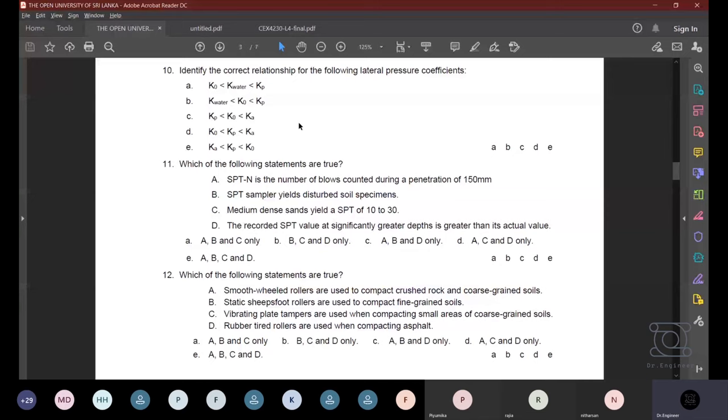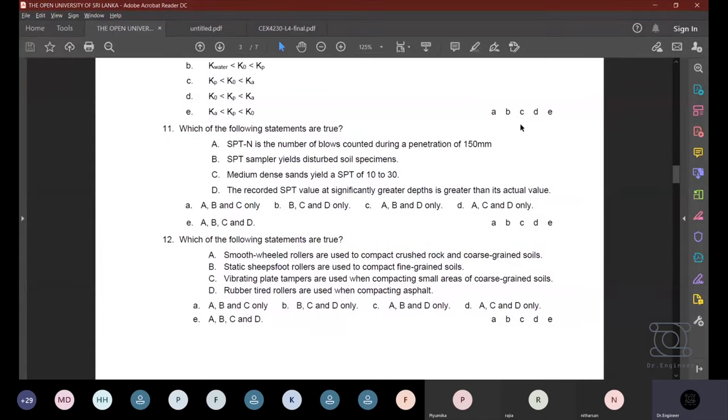The 11th one is based on the standard penetration test, which you all will be performing on sites so many times to do some soil testing. Whoever works on site knows; for others, this is for your information. The SPT N value is the number of blows counted during the penetration. Typically we penetrate up to 450 millimeters, 45 centimeters, and we take the number of blows for the last 30 centimeters. So statement A is wrong.